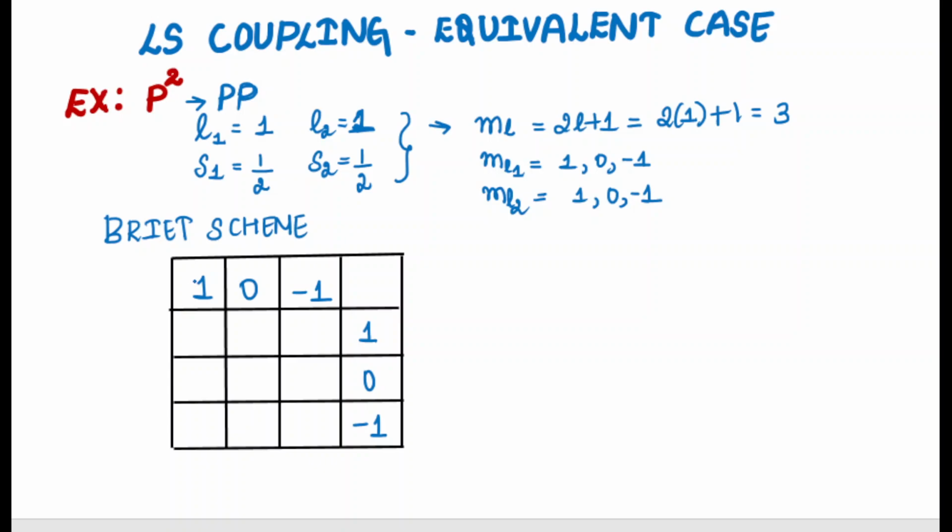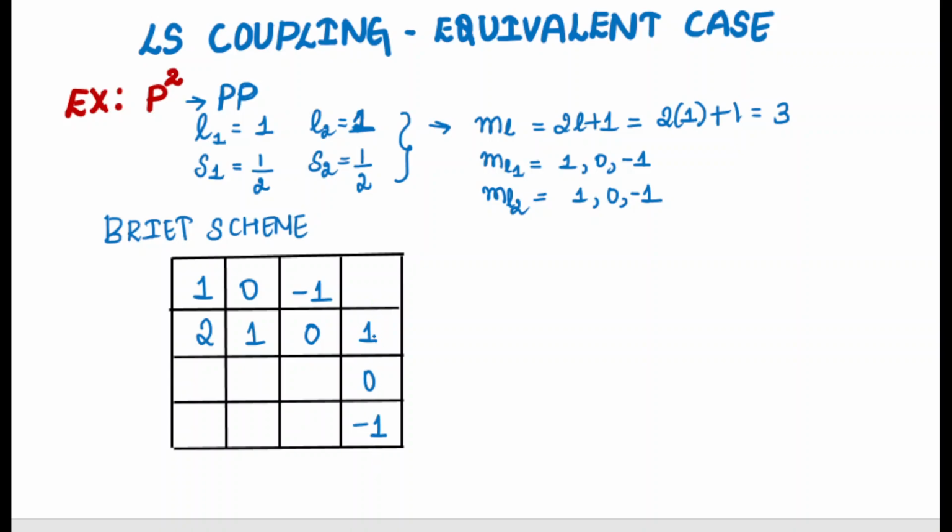To solve this box, first we need to add one by one. How am I adding? Just concentrate, you will get to know. It will be 1 plus 1. So 1 plus 1 is 2. Now 1 plus 0 is 1. Now 1 plus minus 1 is 0. Like this you need to add. These are the rows and these are the columns, right?